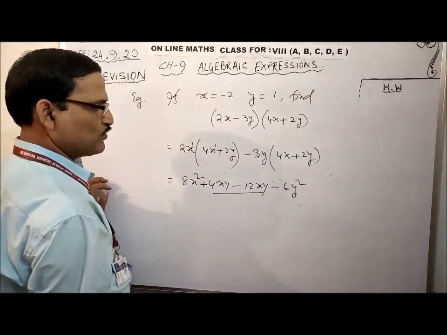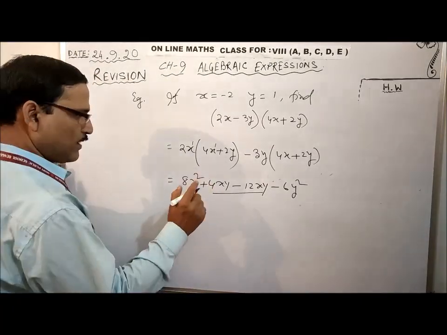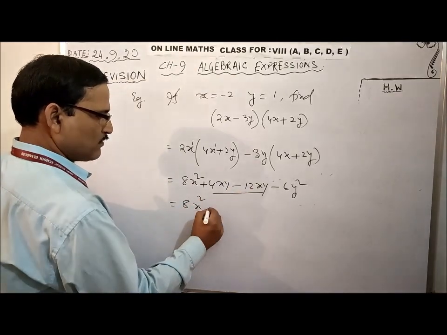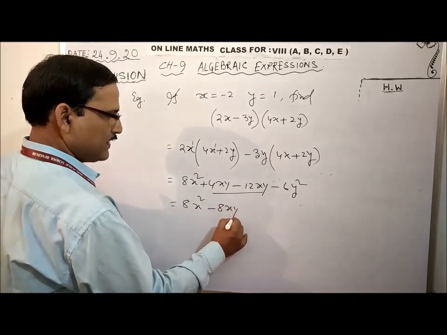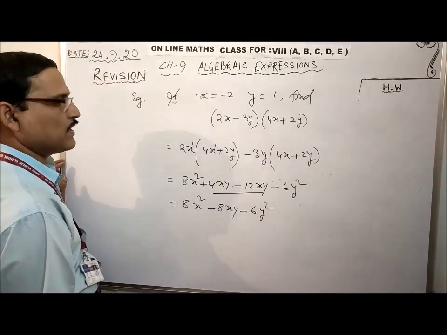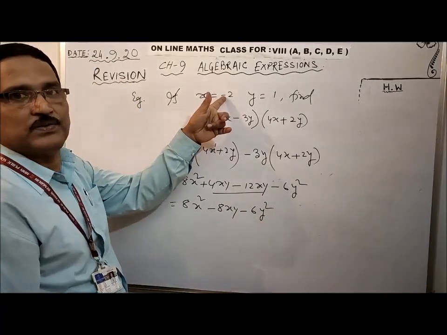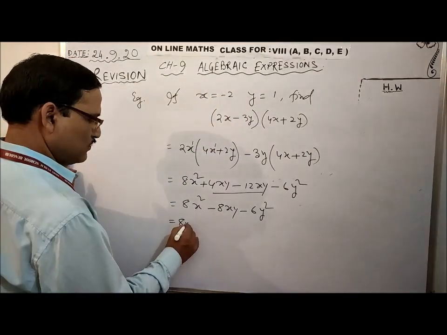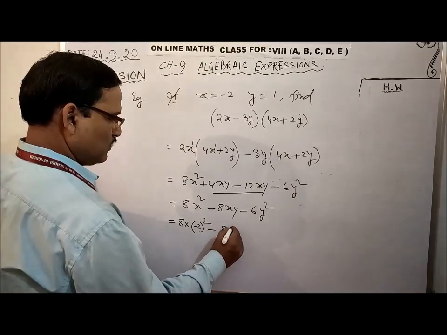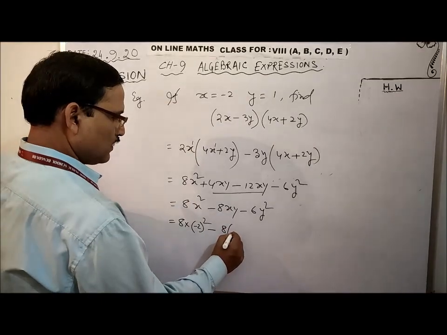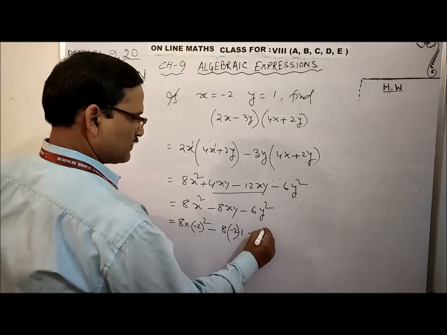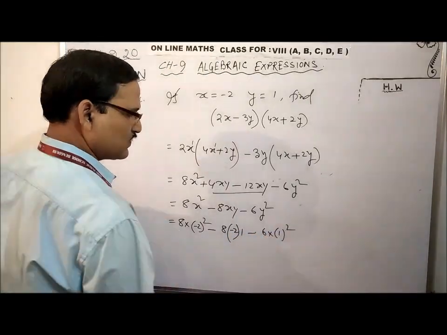So now you have to combine. Okay, you have to make it one. 8x square. If we subtract 12xy and 4xy, which will be the greater one? Minus 8xy, then minus 6y square. Now you substitute x and y by writing their values. Okay, so that means 8 into minus 2 whole square minus 8 into x which is minus 2 and y is equal to 1, minus 6 into 1 whole square.